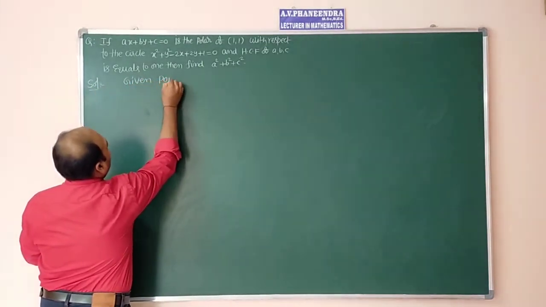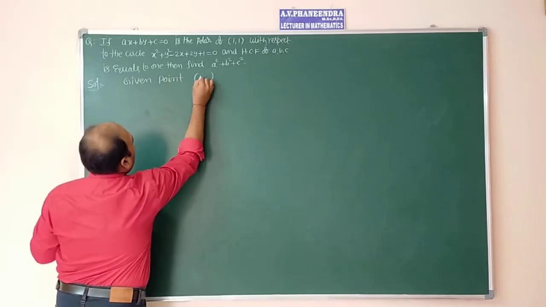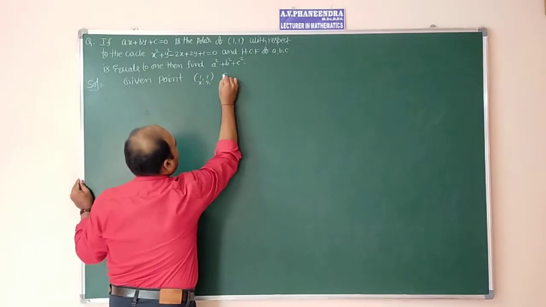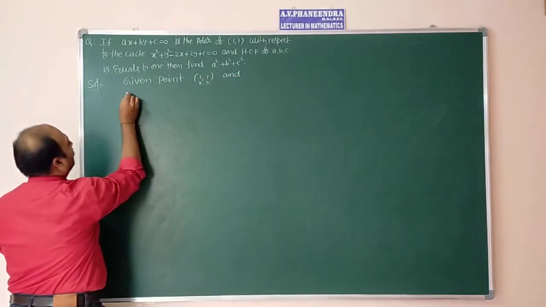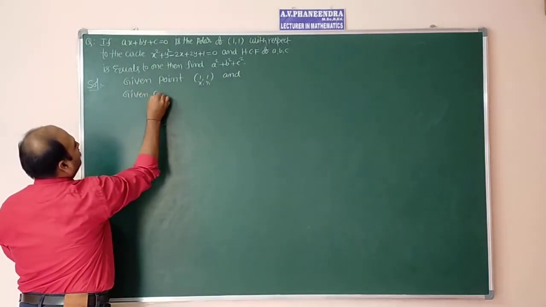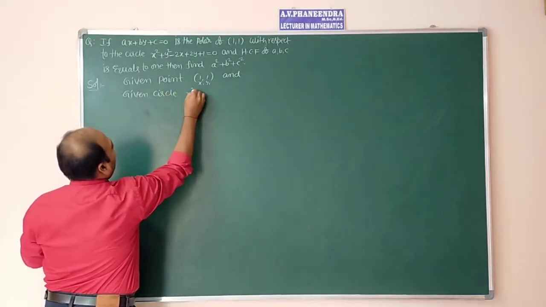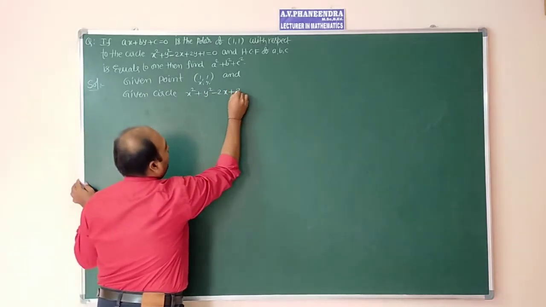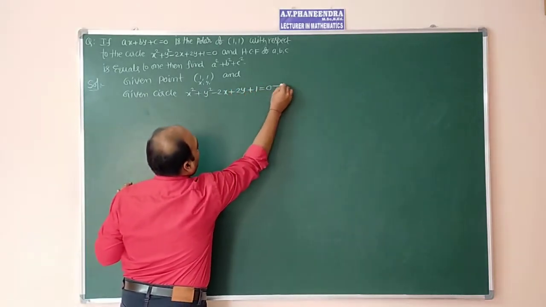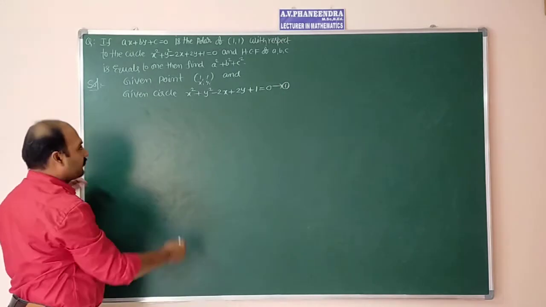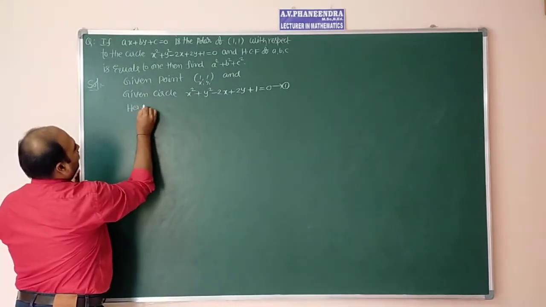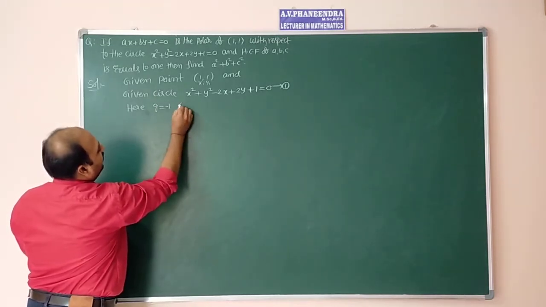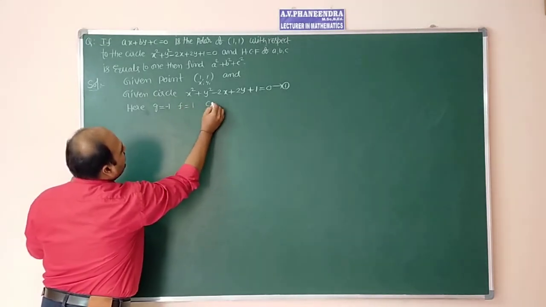Given point (1, 1), give the name x1, y1, and given circle x square plus y square minus 2x plus 2y plus 1 equal to 0. Write the values of g, f, c. So here 2g equal to minus 2, so g equal to minus 1, 2f equal to 2, f equal to 1 and c equal to 1.